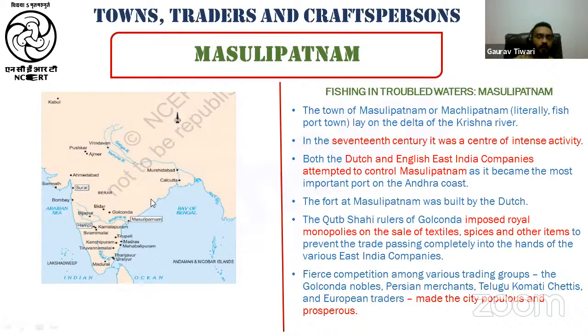Now, this was a center of intense activity in the 17th century. Both the Dutch and English East India Company attempted to control Masulipattnam as it became an important port on the coast of Andhra Pradesh. See, there are a lot of ports in this city.